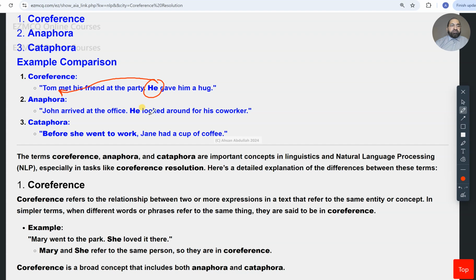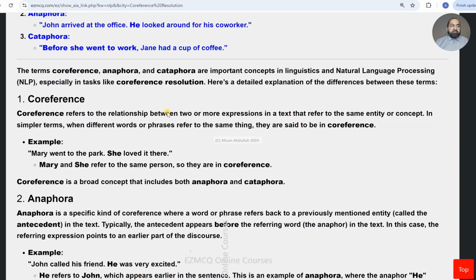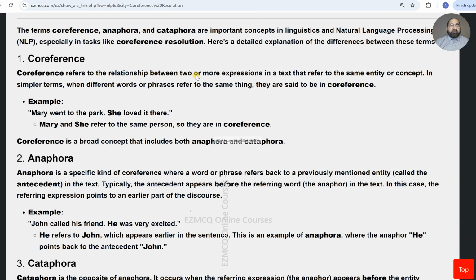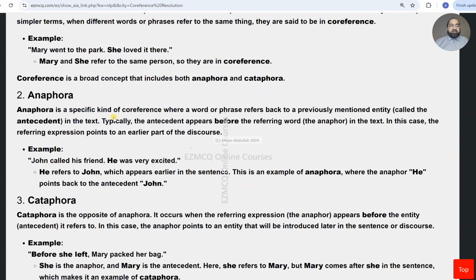John arrived at the office. He looked around for his co-worker. Over here, I know he refers to John, but what's the challenge here? Let's look at the challenge. Co-reference is a relation between two or more expressions in a text that refer to the same entity. And for a specific kind of co-reference, we go back to a previously mentioned entity. Previously mentioned entity is the keyword over here.